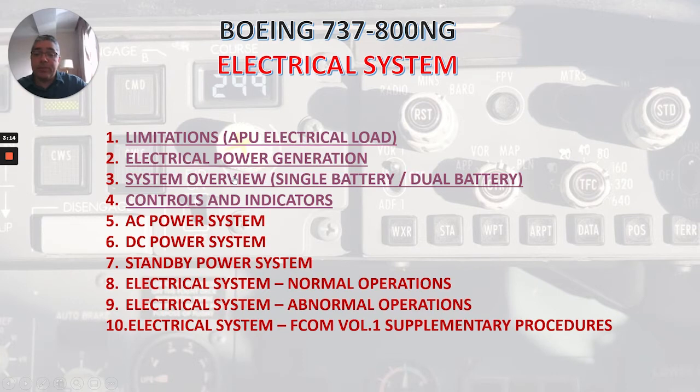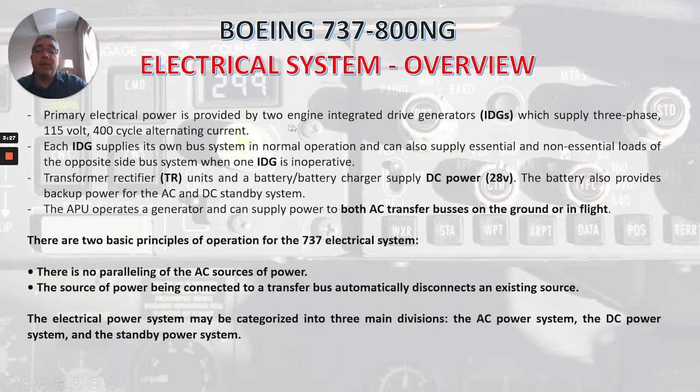Let's have an overview of the system. The primary electrical power is provided by two engine integrated drive generators, or IDGs, which supply three-phase 115 volt, 400 cycle alternating current. Each IDG supplies its own bus system in normal operation and can also supply essential and non-essential loads of the opposite side bus system when one IDG is inoperative. Transformer rectifier TR units and a battery charger supply DC power, 28 volts. The battery also provides backup power for the AC and DC standby system. The APU operates a generator and can supply power to both AC transfer buses on the ground or in flight.